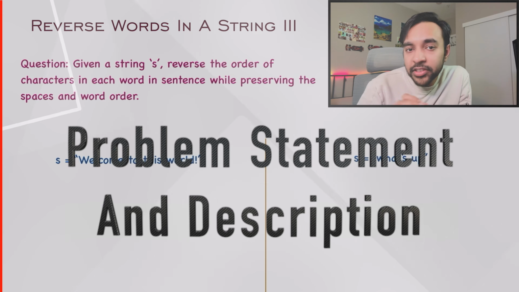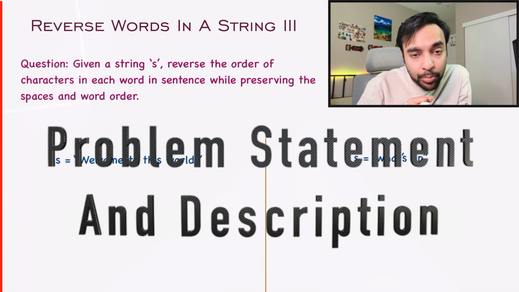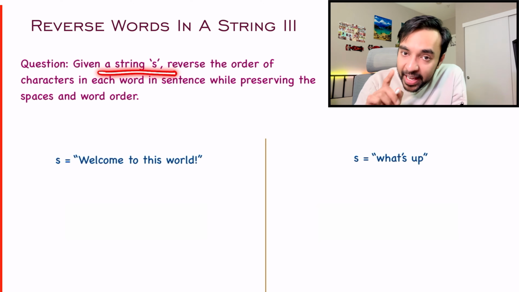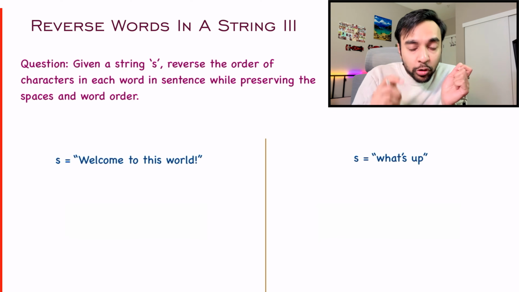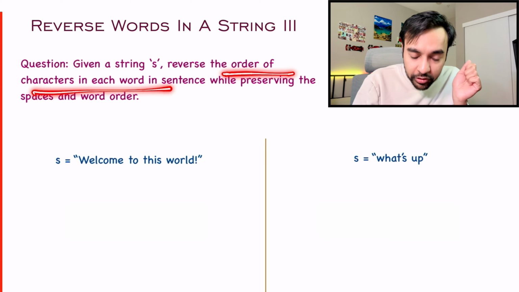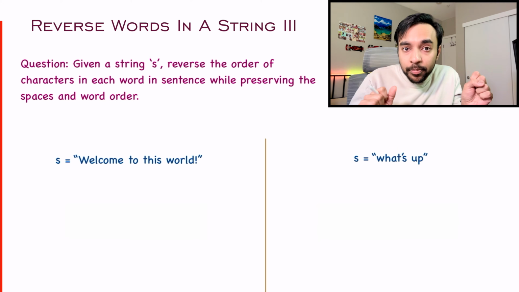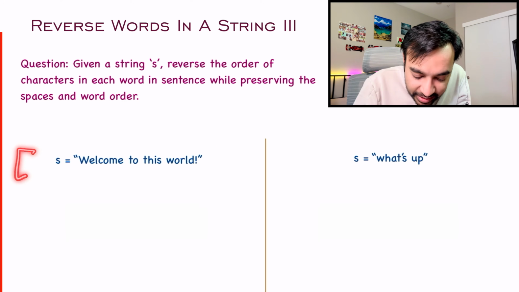First of all, let's make sure that we are understanding the problem statement correctly. In this problem, you are given a string S and you have to reverse the order of each of the words while preserving the original spaces and the word order. So what does that actually mean? For example, I have this test case with me.